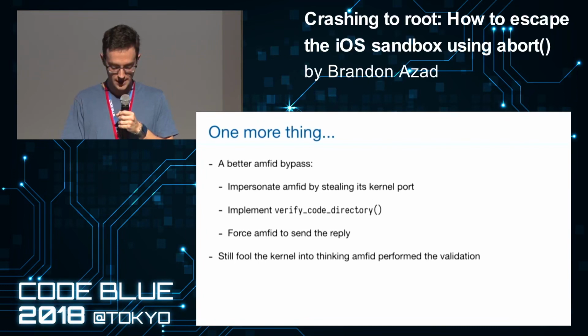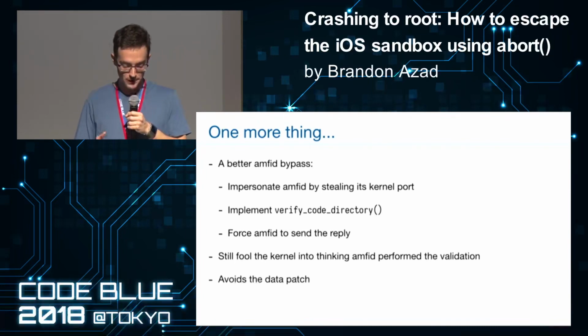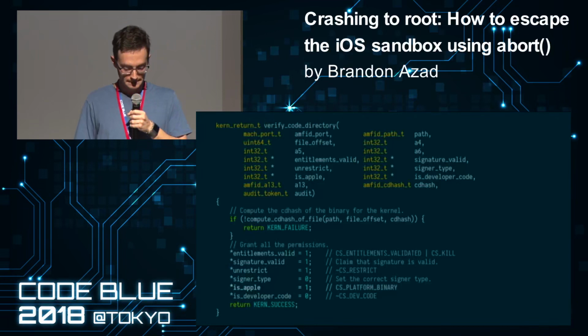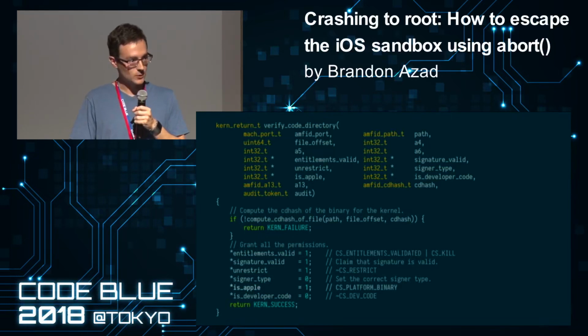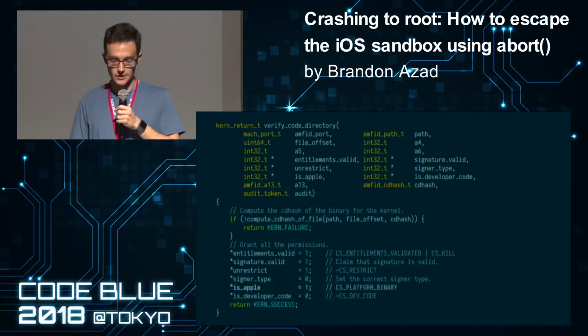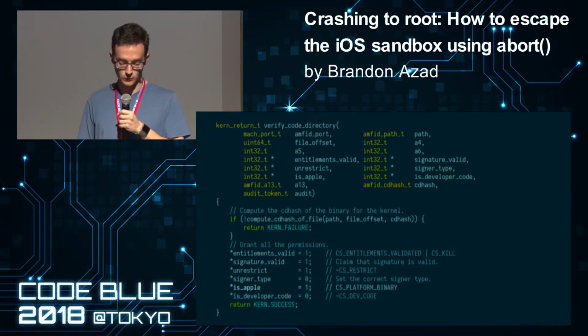Since the AMPD process actually sends the reply, we still fool the kernel into thinking AMPD performed the validation. However, this approach has a few neat advantages. For one thing, it avoids the data patch, but much more importantly, it gives us access to some very interesting flags. Here's an example implementation of verify_code_directory using this technique. If you look carefully, the third to last line sets the isApple parameter to 1. This will give the spawned process platform privileges, effectively telling the kernel that the binary has a valid Apple signature.